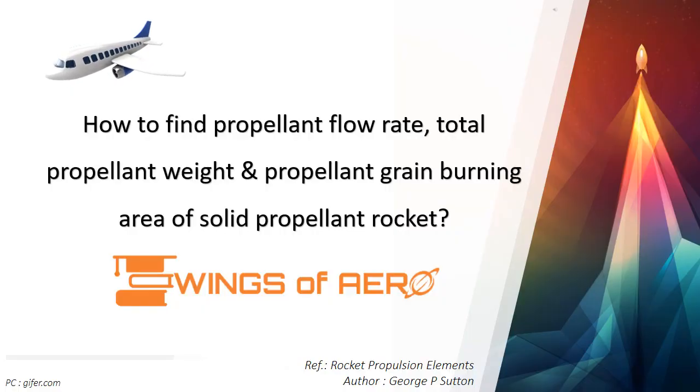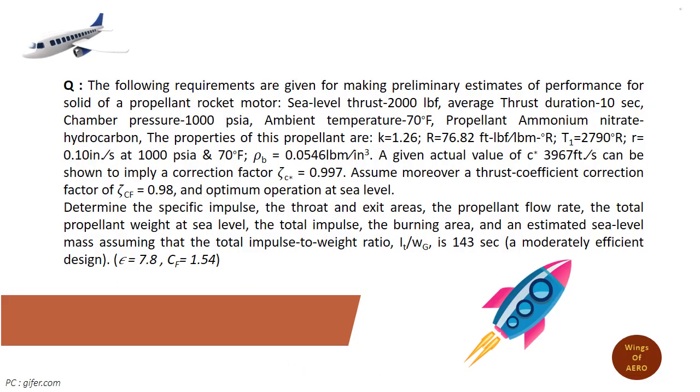Now we are going to learn how to find propellant flow rate, total propellant weight and propellant grain burning area of solid propellant rocket. Consider the following requirements are given for making preliminary estimates of performance for solid propellant rocket motor. Sea level thrust is 2000 pound force, average thrust duration is 10 seconds, chamber pressure is 1000 pounds per square inch, ambient temperature is 70 degree Fahrenheit, and propellant is ammonium nitrate hydrocarbon.